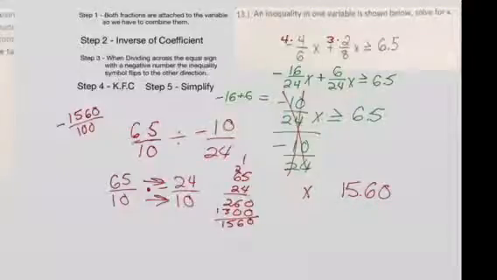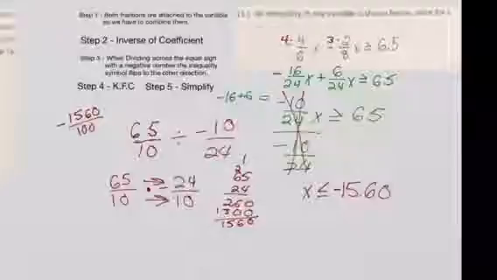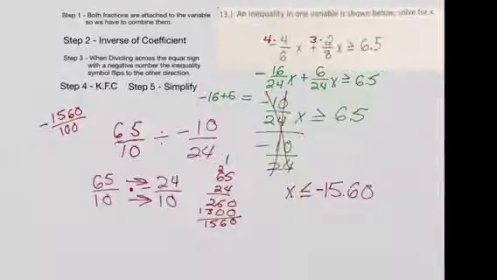Now, remember I said we have to flip the inequality symbol. So the inequality symbol, after I put the negative sign, is going to be flipped the other direction. So now it is x is less than or equal to negative 15.6. All right, that's a lot of work for one question. But moving on, question 22.